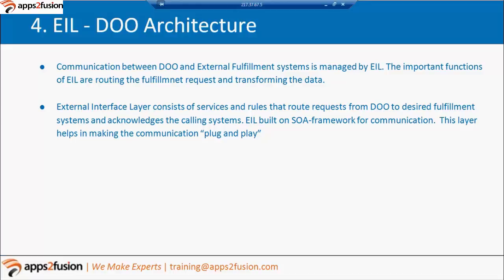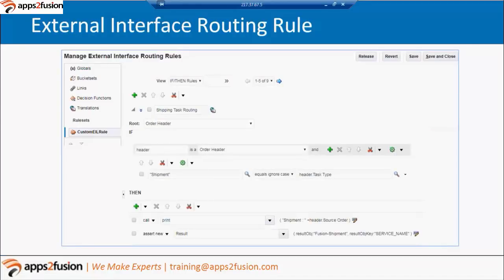So this is what we have in EIL, and this is how the UI of the external interface routing rules looks like, and the task is to manage external interface routing rules. This can be accessed from the functional setup manager, FSM. And one example they have given is the standard shipping task. So what happens when we have ship as a task? If the task is a ship task, the ship task invokes the shipping task routing. The shipping task routing says that if shipment is the header task type and the header is an order header, so if it is hitting the shipment task type, then it will print a log which says header.source order.